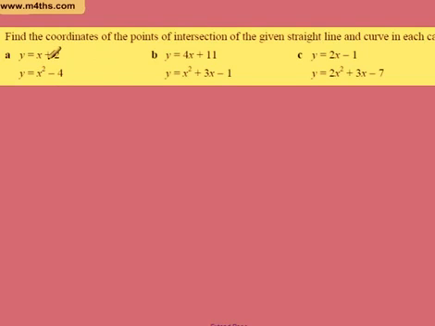Okay, here we are. There's some different ones. Find the coordinates of the points of intersection on the line and the curve in each case. Apologies, it's gone off the screen. Now again, we've got a quadratic graph here. That quadratic is going to look something like this.